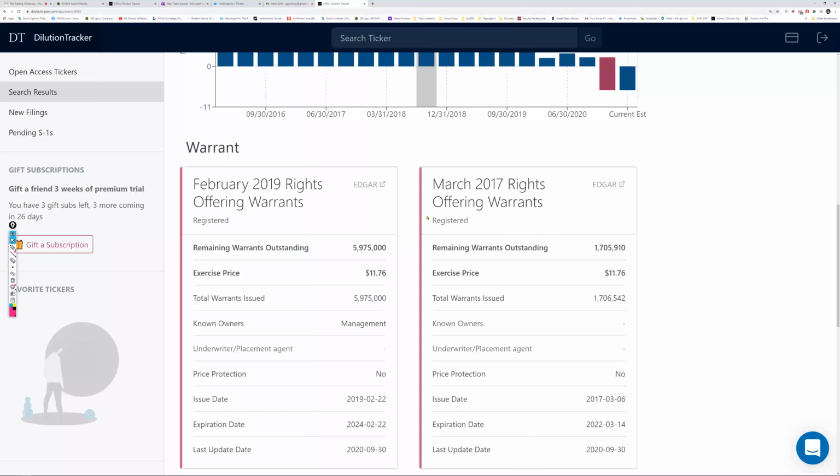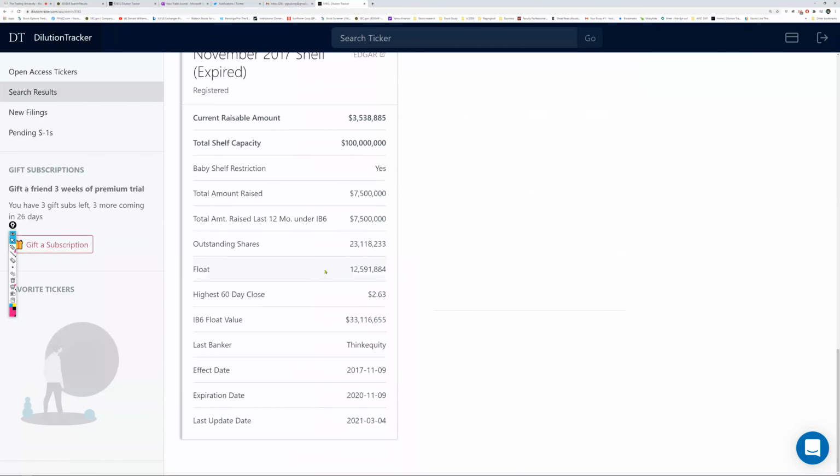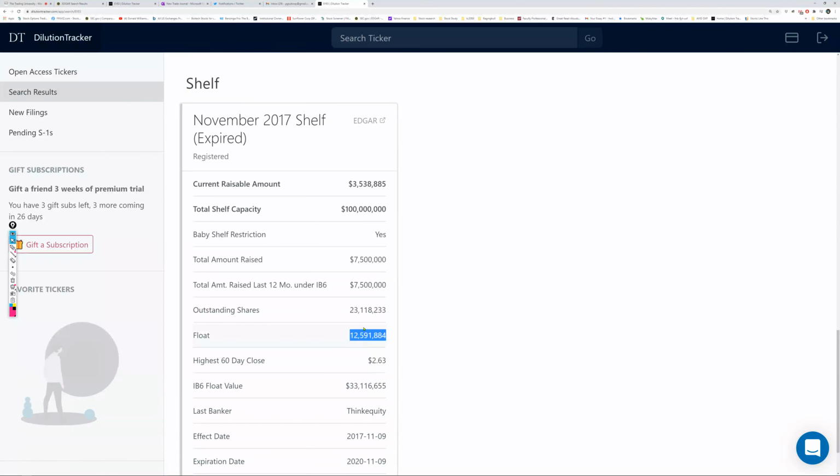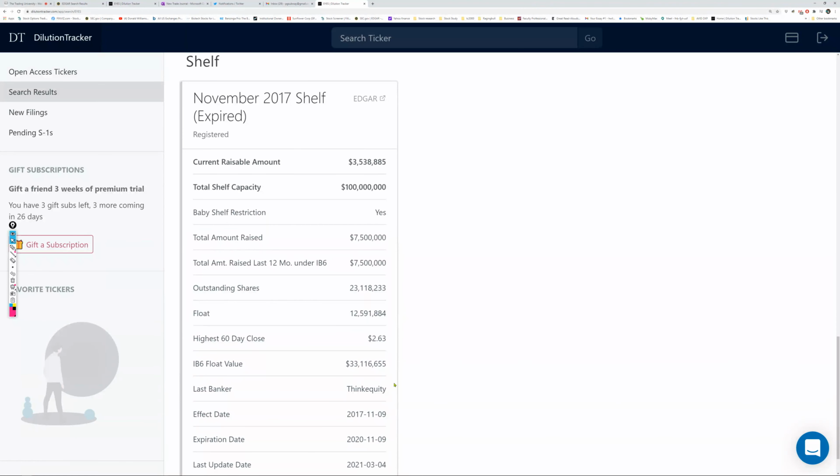So what you would do is you identify the float. See, he has the float at 12.5 or 12.6, right? Is it restricted by baby shelf? Yes, it is. Well, why? Well, this IB6 float value, that's what that means, because that's the rule. It's IB6. That's the baby shelf rule.